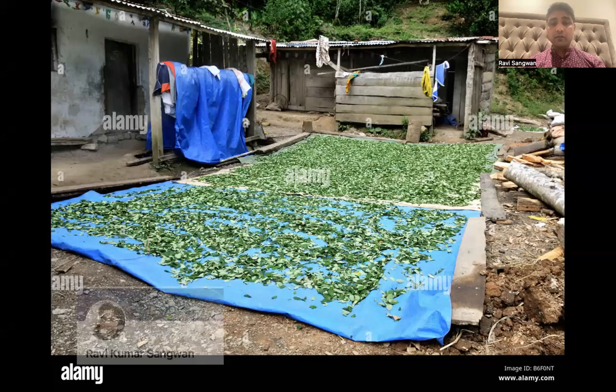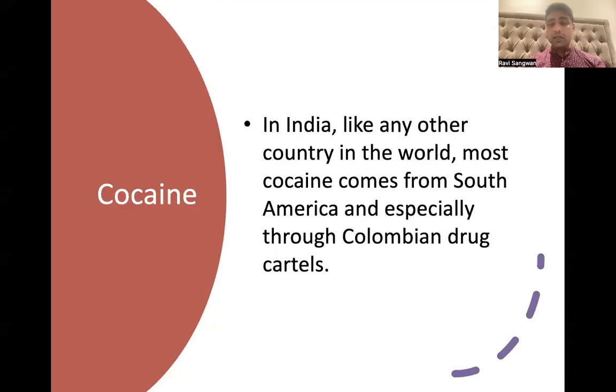Cocaine in India, like in any other country, mostly comes from South America, especially from Colombian drug cartels. I think everyone has watched those Netflix series which contain stories about how cocaine is sold in different countries and all.